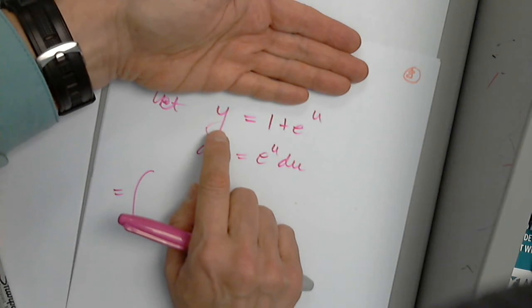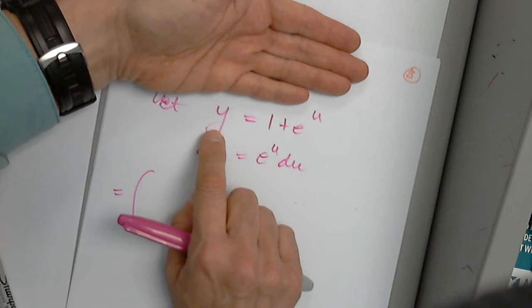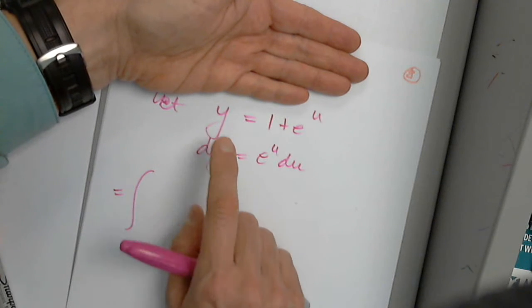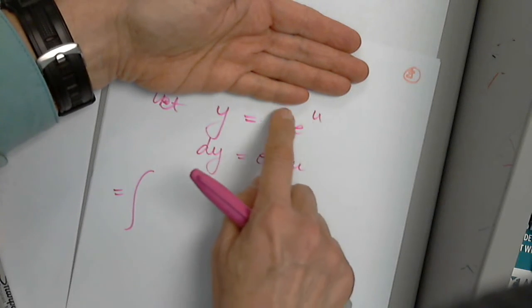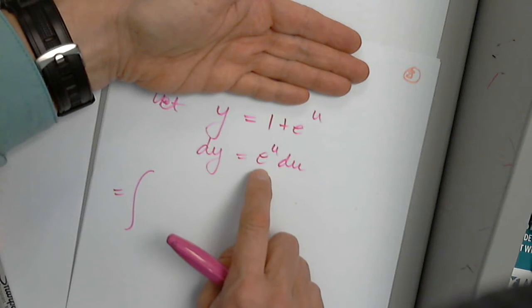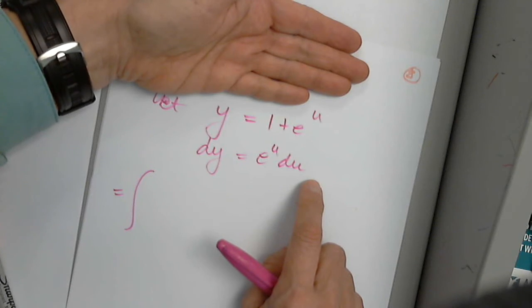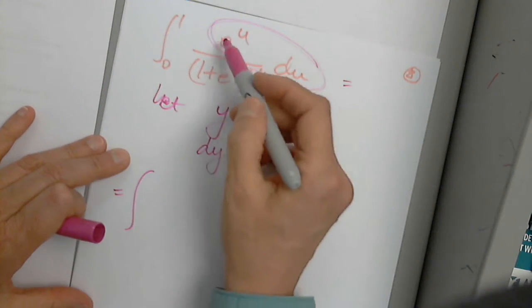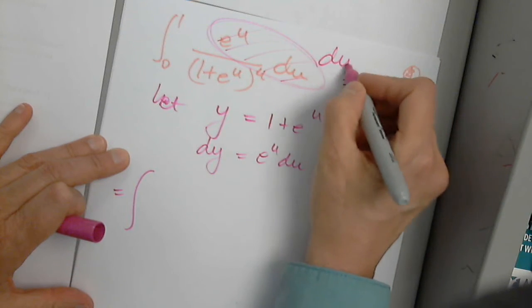So we're looking now at a function that we called y, and it is 1 plus e to u. And we want to find the differential of y. Differential of y is this function prime times du. So when we differentiate this, we get e to u and then du. So now when we look back at the integral, we realize that e to u du, all this piece, can be replaced by dy.